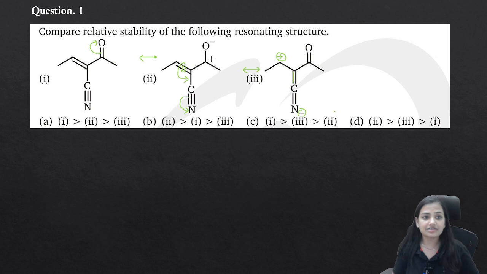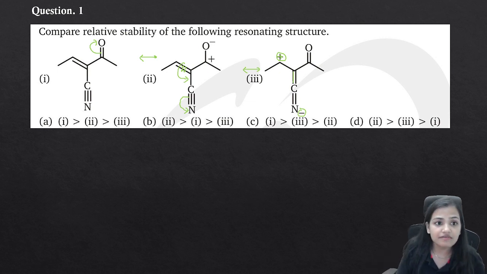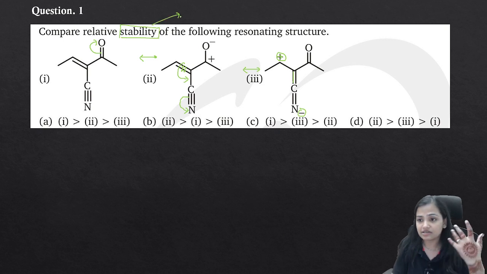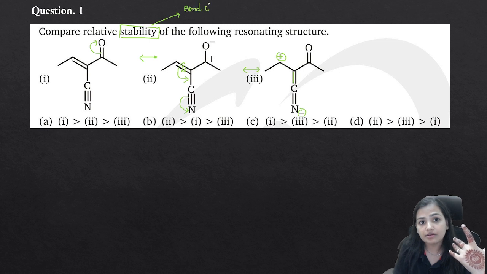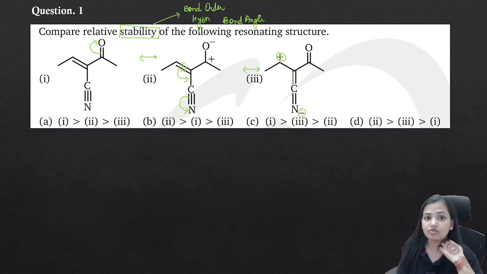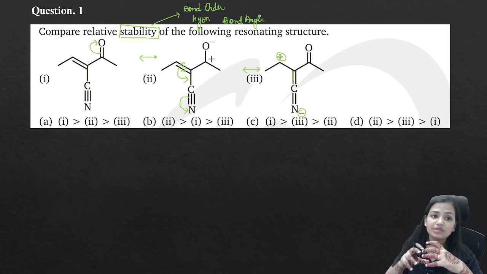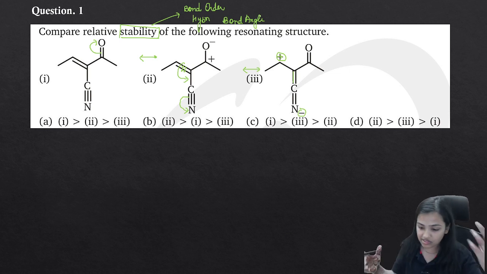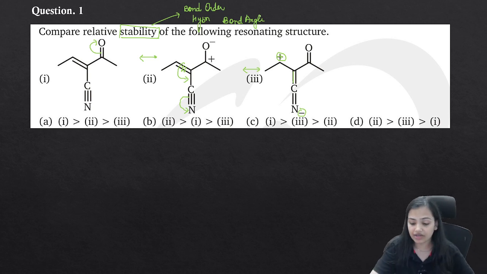Now the question is asking about the relative stability: out of all, which is more stable? Because whichever structure is more stable can give us the answers for many such questions, like what would be the bond order in the molecule, what would be the hybridization, what would be the bond angle. All such questions related to bond angle, bond order or hybridization can only be answered from the most stable structure. So this is an important topic that we come across.